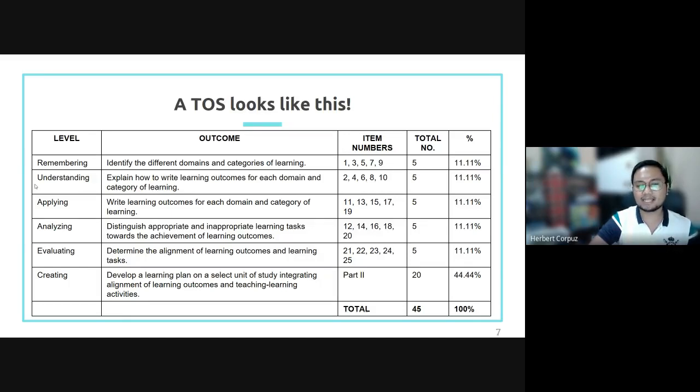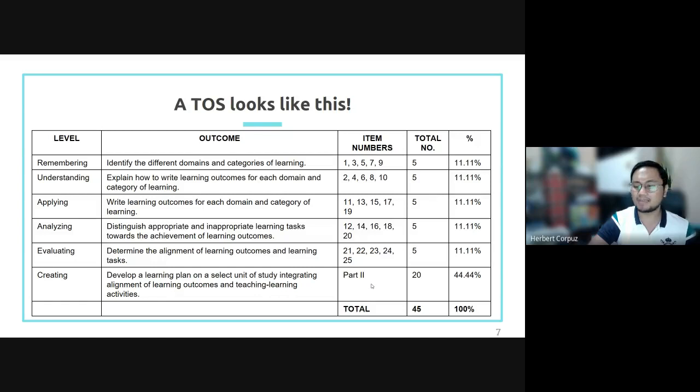Then another is understanding. Explain how to write learning outcomes for each domain and category of learning. So, items 2, 4, 6, 8, 10. 5 items. Applying, write learning outcomes for each domain and category of learning. So, 11, 13, 15, 17, and 19. Analyzing, distinguish appropriate and inappropriate learning tasks towards the achievement of learning outcomes. Items 12, 14, 16, 18, and 20. Then evaluating is determine the alignment of learning outcomes and learning tasks. Items 21, 22, 23, 24, and 25.